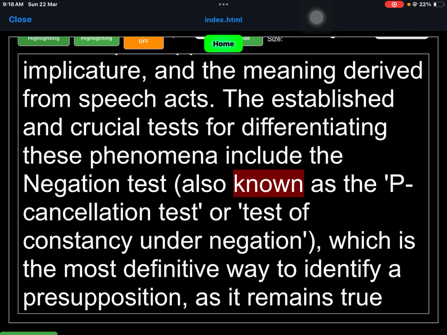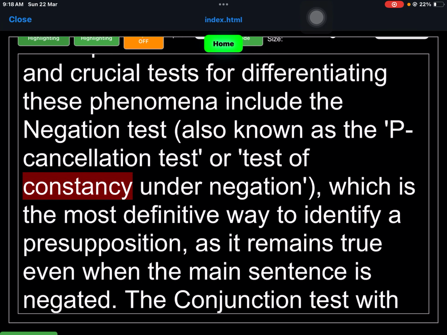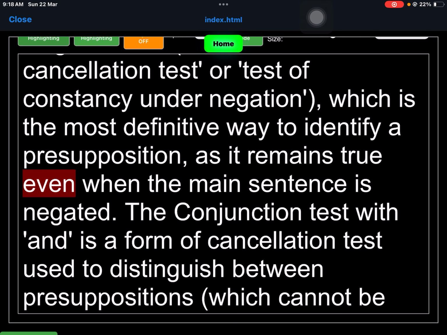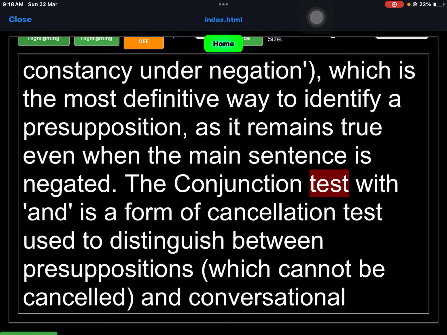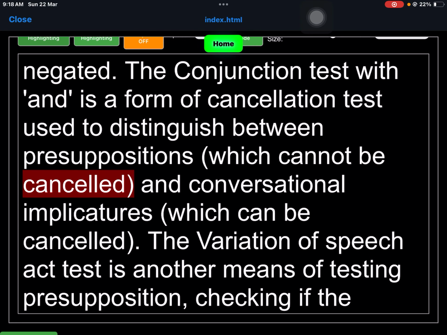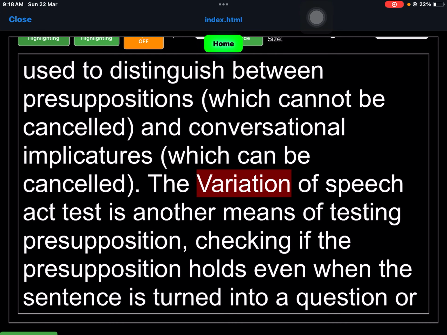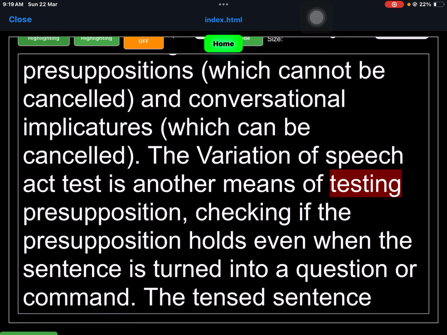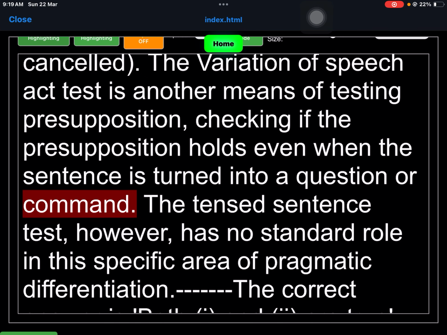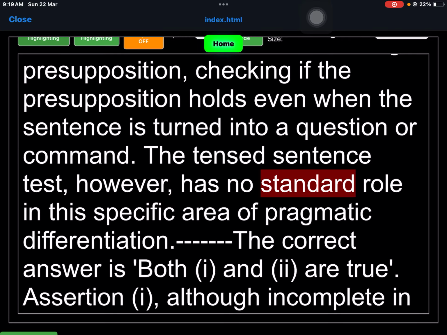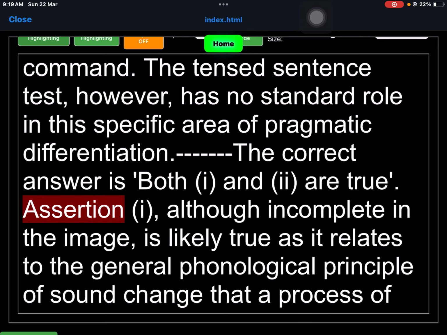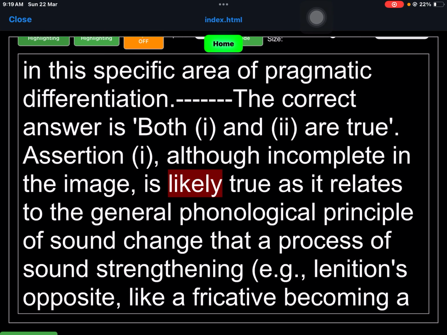The established and crucial tests for differentiating these phenomena include the negation test, also known as the cancellation test or test of constancy under negation, which is the most definitive way to identify a presupposition as it remains true even when the main sentence is negated. The conjunction test with and is a form of cancellation test used to distinguish between presupposition, which cannot be cancelled, and conversational implications, which can be cancelled. The variation of speech act test is another means of testing presupposition, checking if the presupposition holds even when the sentence is turned into a question or command. The tense test, however, has no standard role in this specific area of pragmatic differentiation.